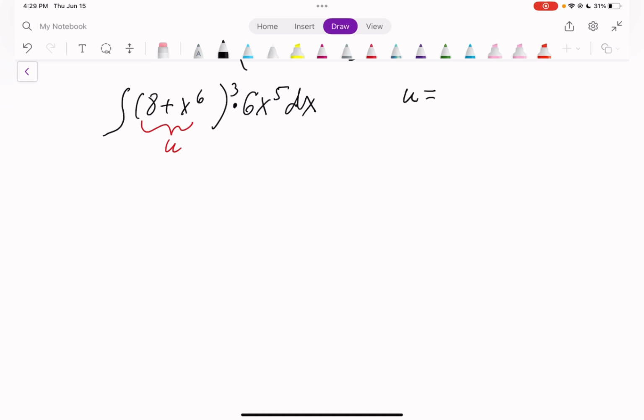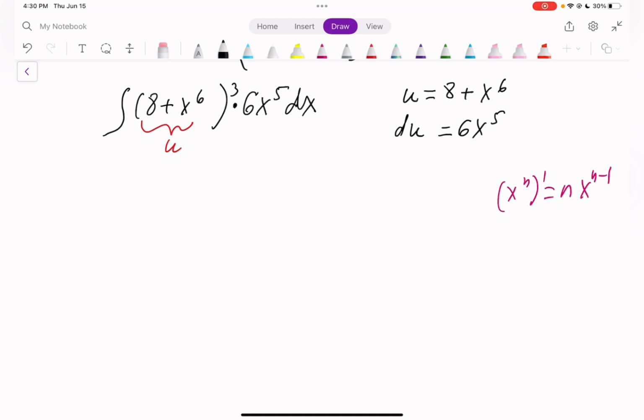u is equal to 8 plus x to the 6, okay? And from here, I'm taking the derivative, du, because I'm going to switch all these x's to du. du is going to be equal to the derivative of 8, which is 0, and the derivative of x to the 6. To remind you real quick, the derivative of x to the power n is n times x to the power n minus 1, right? Which means we are getting 6 times x to the power 5.